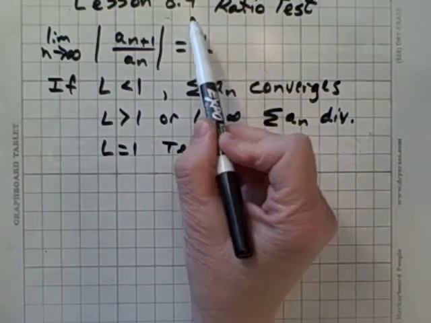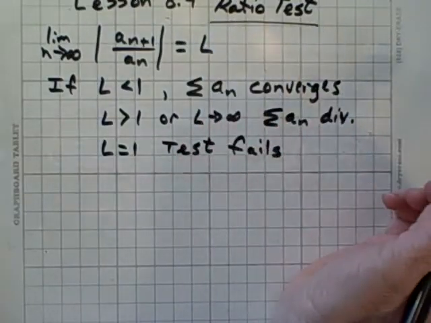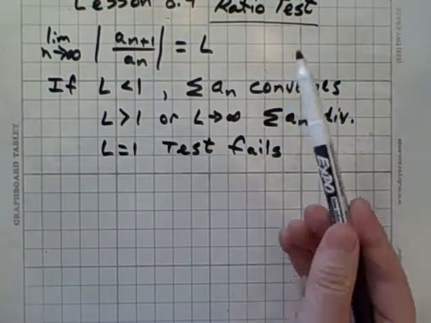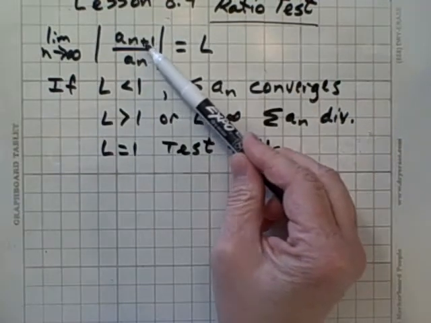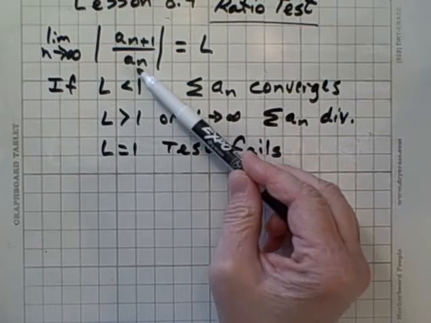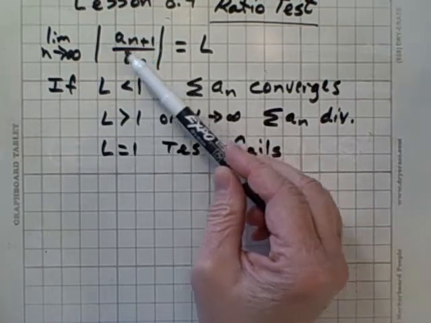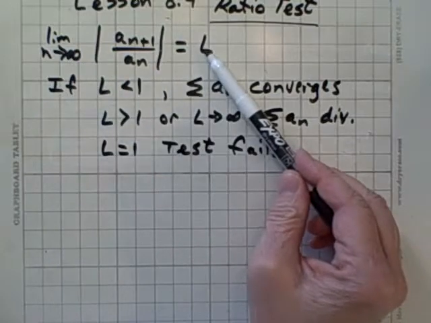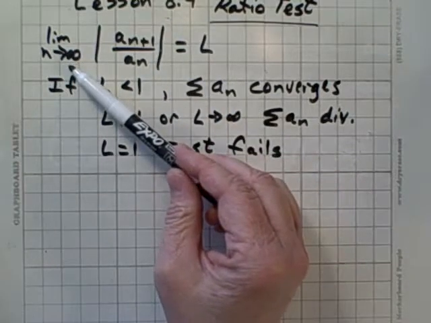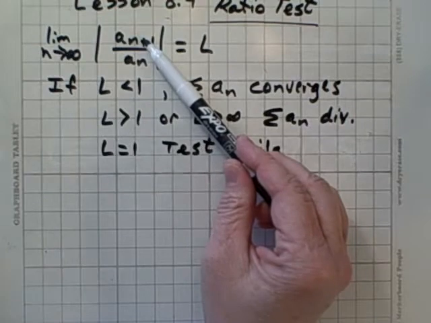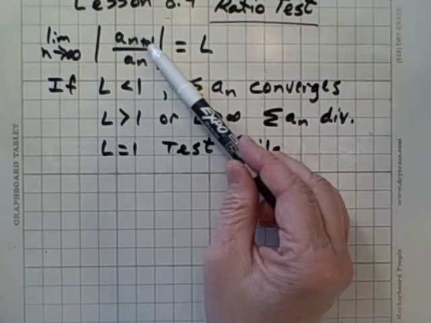The last component of lesson 8.4 is the ratio test. It suggests that we take a look at the n plus 1 term divided by the nth term in absolute value and see where that goes as n goes to infinity. The n plus 1 term you get by replacing n with n plus 1.